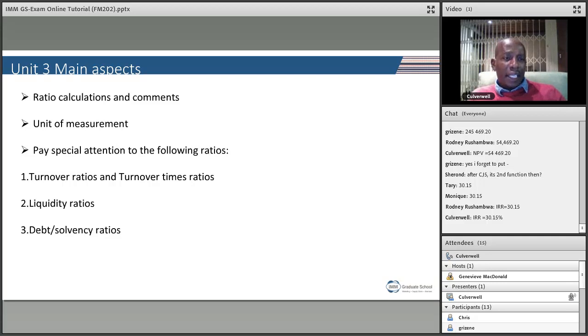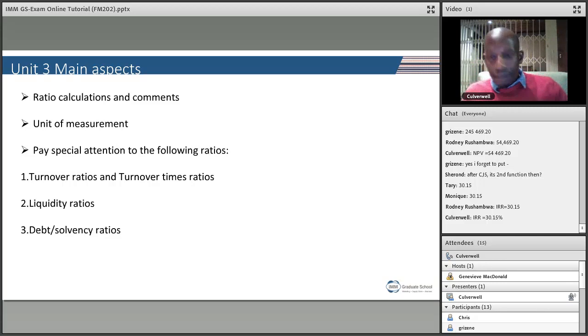And then Learning Unit 3, the main aspects, your ratio calculation and comments. They will give you formulas for ratios. Usually they give you 3 or 4 ratios in the exam with 10 marks. So they will give you the formulas. Of importance there is, one, to know how to interpret the ratios. And the ones that often come in the exam, remember we've got 6 types of ratios. The ones that often come in the exam are your turnover ratios, your liquidity ratios, and your solvency ratios. There is no need to cram the formulas of these ratios, but of importance, you need to know how to interpret.